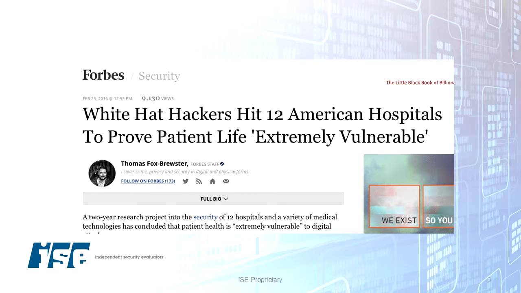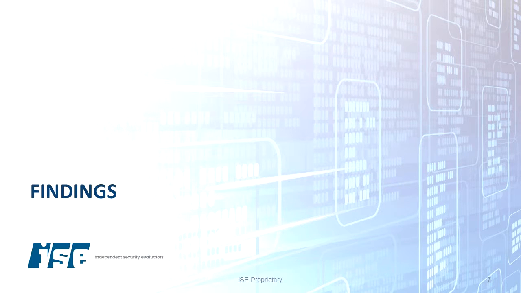Forbes was the first organization to publish the research. There have been several dozen other news stories about it. But ultimately we found not only is it possible, it's very easy in today's current environment. So let's talk about those findings.